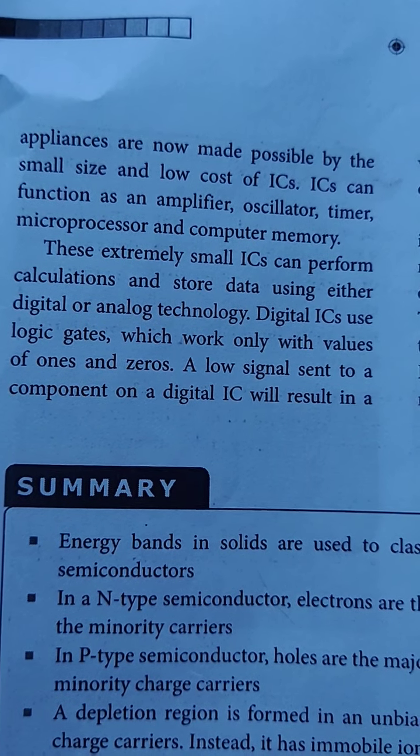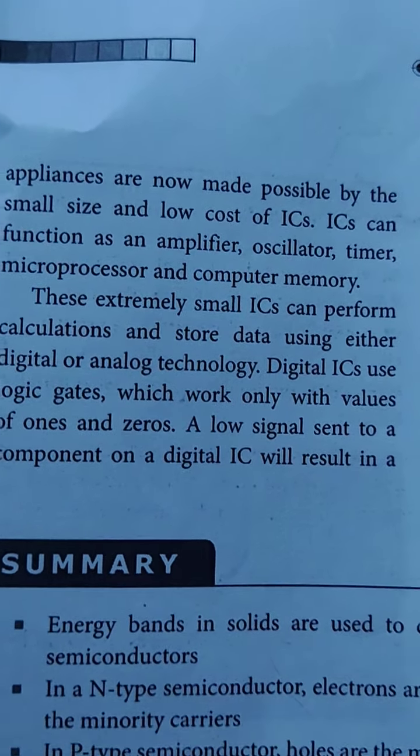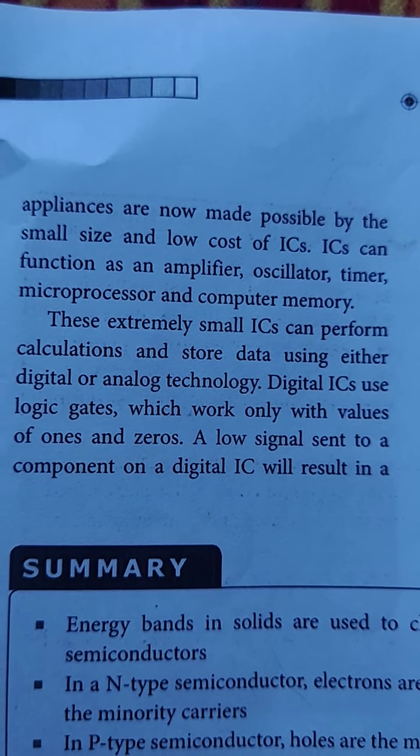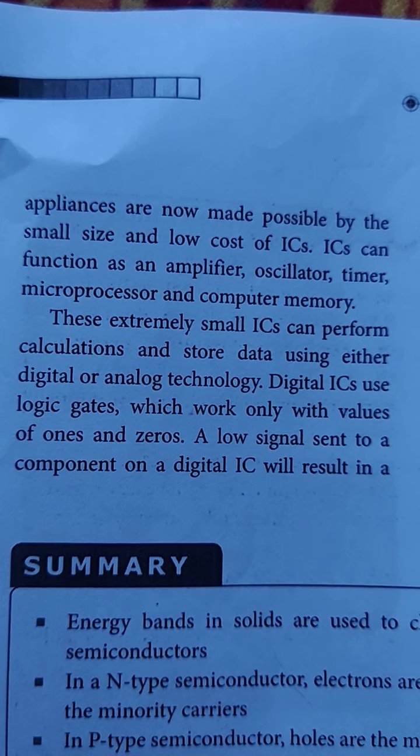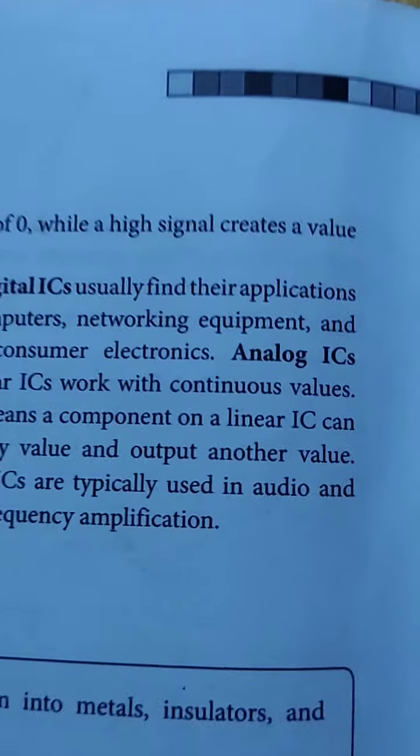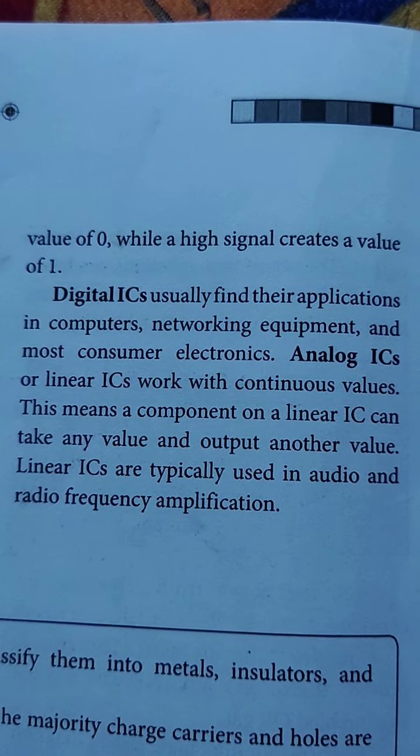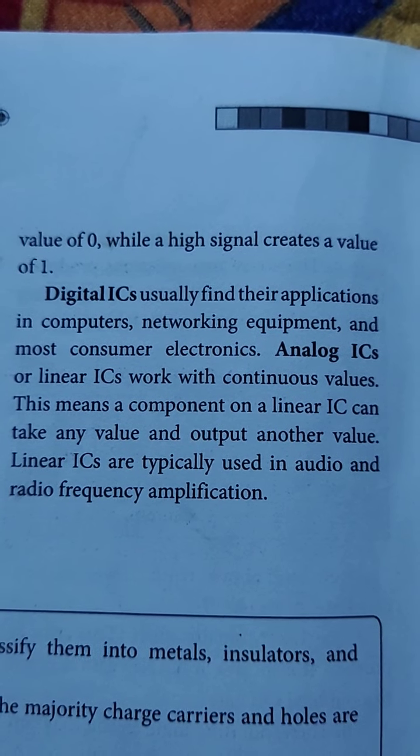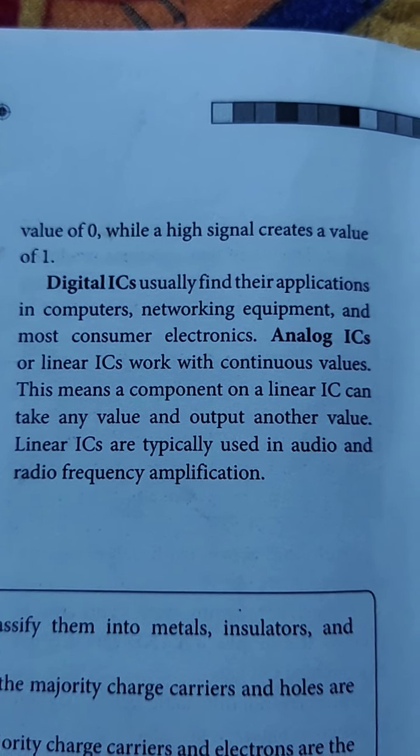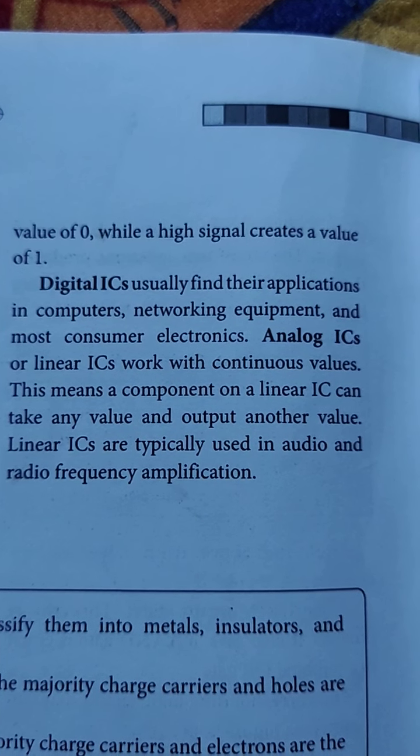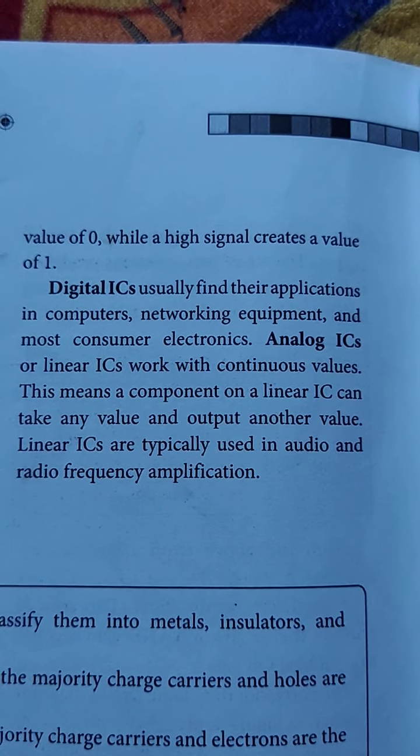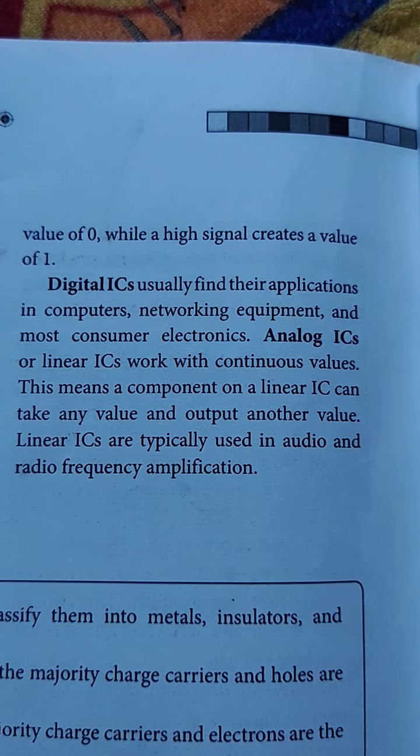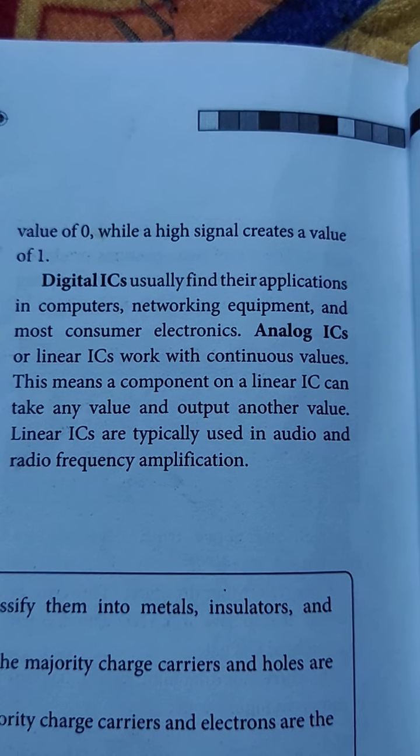So digital ICs use logic gates, which work only with the values of ones and zeros. We know that a low signal sent into a component on a digital IC results in the value 0, while a high signal creates the value 1. Digital ICs usually find applications in computers, networking equipment, and most consumer electronics. Analog ICs, or linear ICs, work with continuous values. This is an integrated circuit.